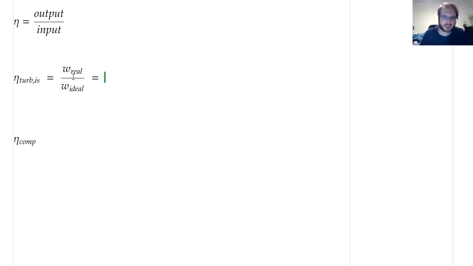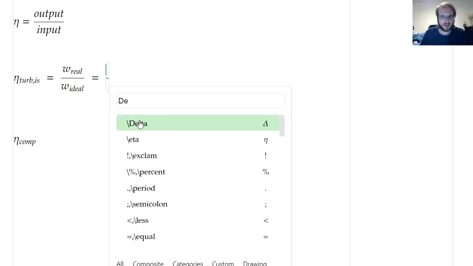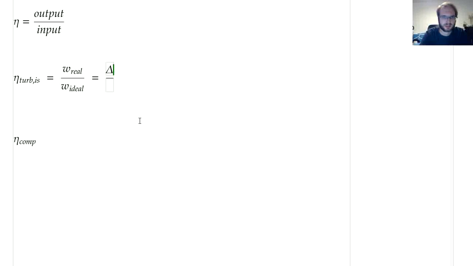What is the work in adiabatic process? It is the difference in enthalpies. So it will be delta enthalpy, again for the real expansion, divided by delta of enthalpy for ideal expansion.